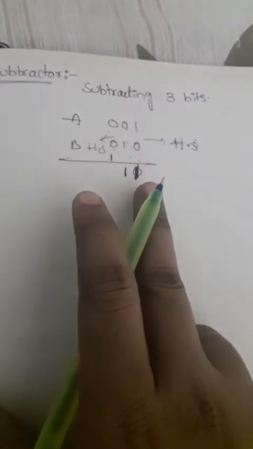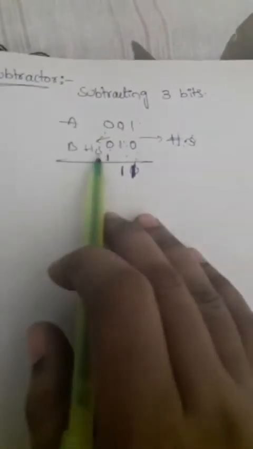When the third bit comes, for the third half subtractor, it is not possible to do the subtraction. Why? Because the half subtractor is not suitable for this. Here we have 3 bits, 0 0 1, and we cannot subtract 3 bits at a time using a half subtractor, because the half subtractor always consists of only 2 bits. This is the limitation of the half subtractor.